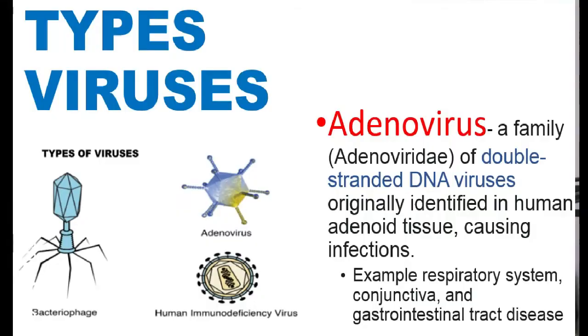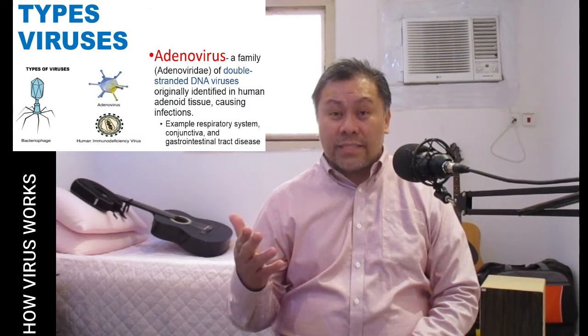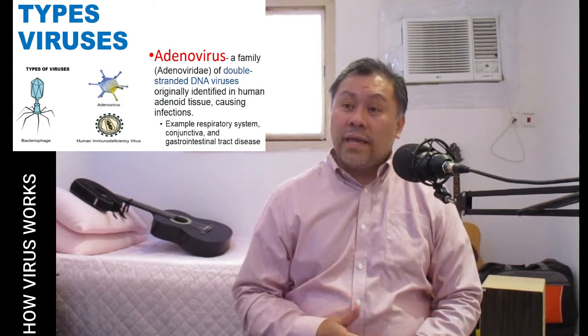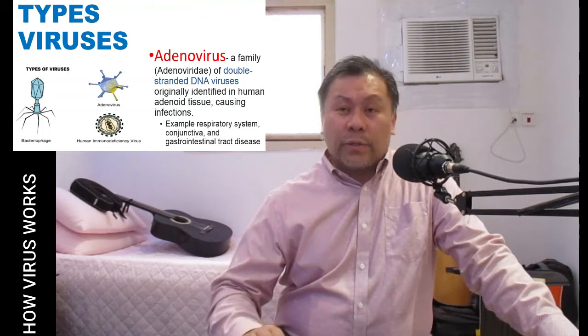Now, here, we are going to mention three types of viruses. Now, the common types. We have what we call adenovirus. Now, this is a family of double-stranded DNA viruses. Originally, they were identified in human adenoid tissue that caused infection. Examples of diseases from adenovirus are respiratory system diseases, conjunctival diseases, for example conjunctivitis, and gastrointestinal tract disease. Now these are caused by adenovirus.